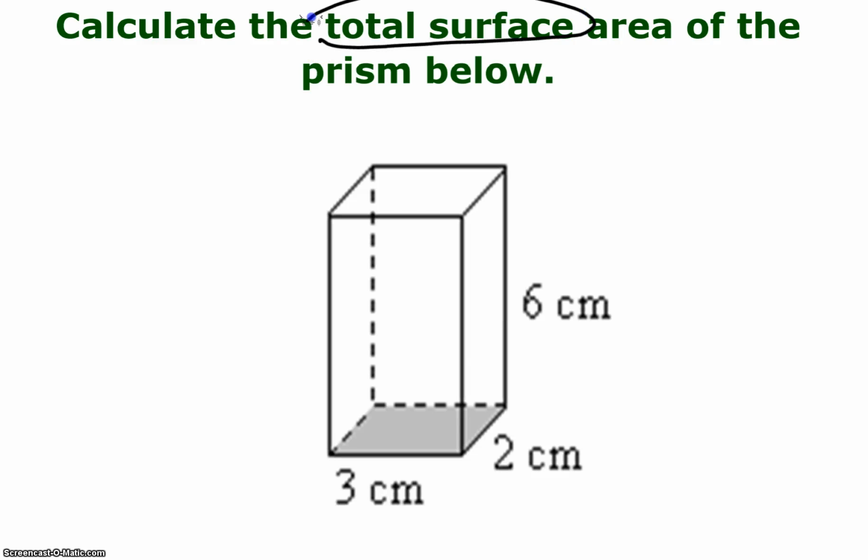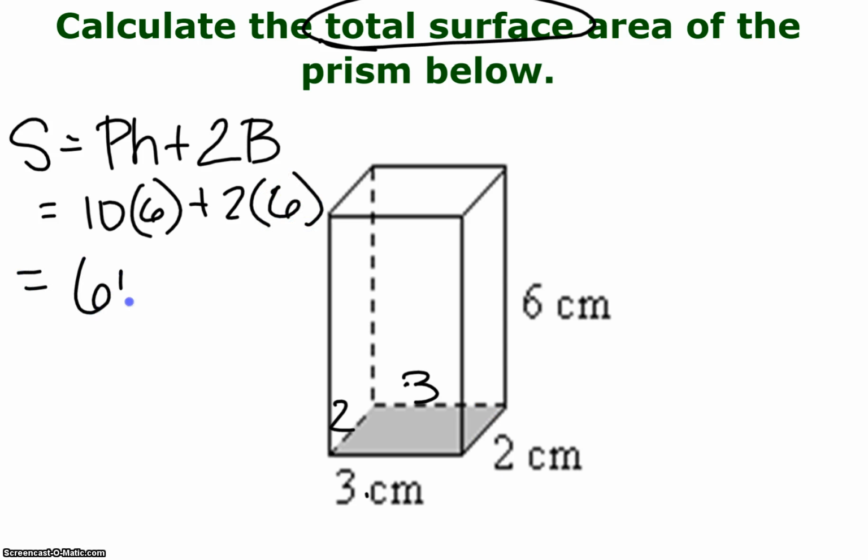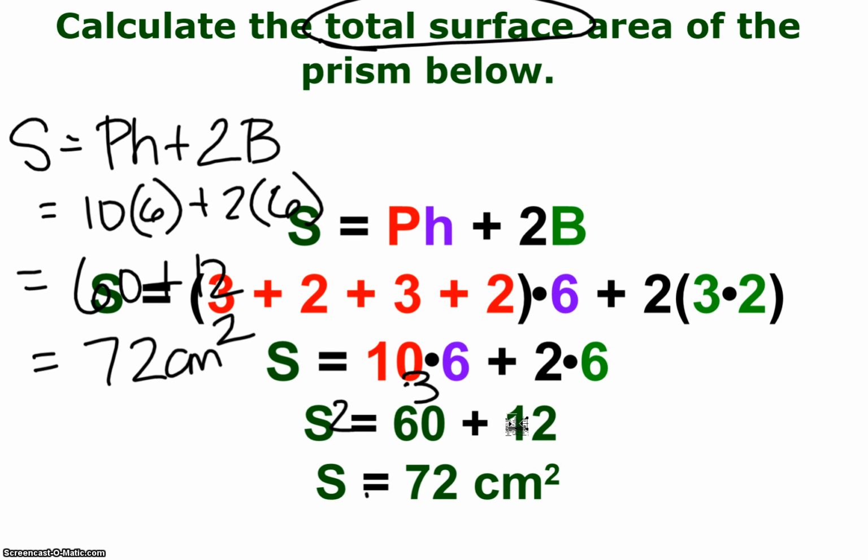Calculate the total surface area of the prism below. I'm going to go ahead and do this one. S equals perimeter of the base times height plus 2 times the area of the base. Perimeter of the base would be 3, 6, 7, 8, 9, 10, times the height, which is 6, plus 2 times base times height would be 6. So 60 plus 12 would be 72 centimeters squared. And you will see that we were correct.